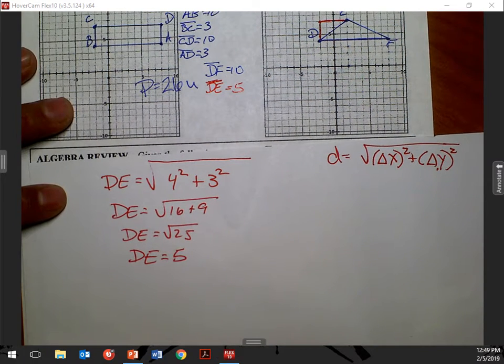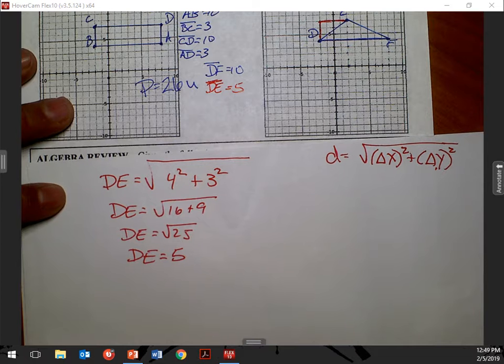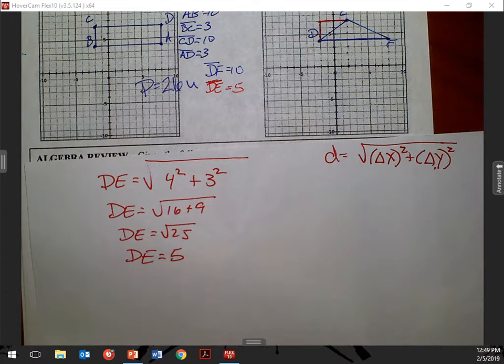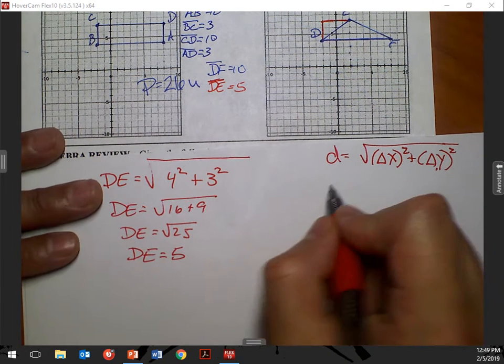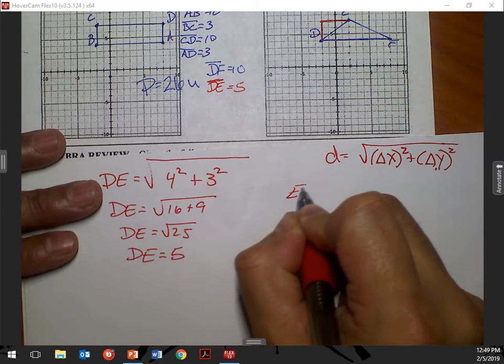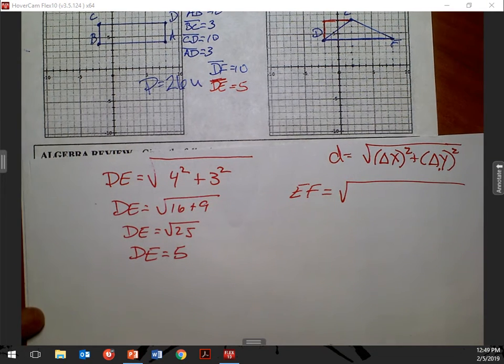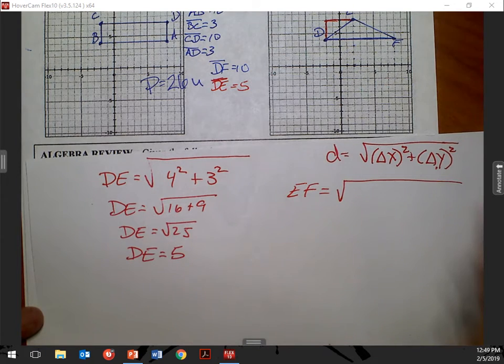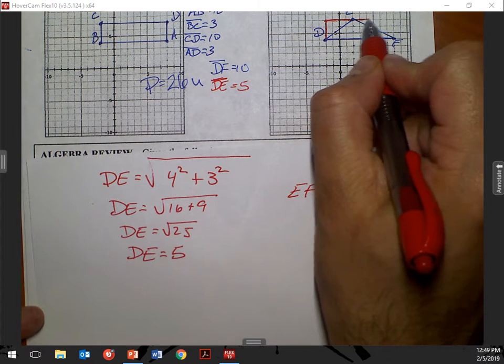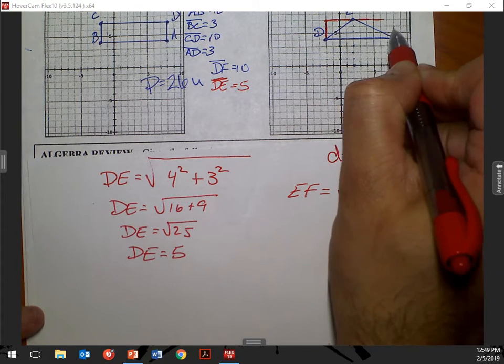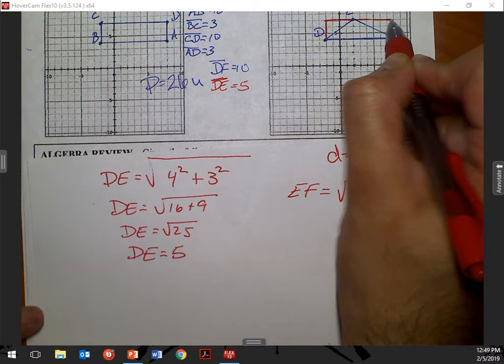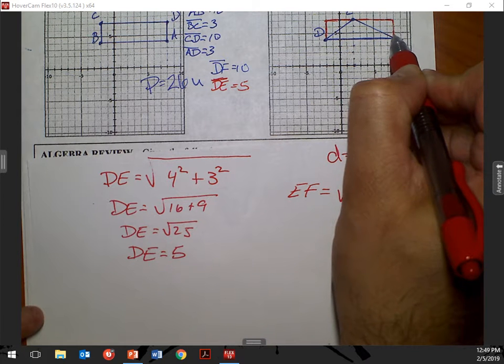Does that make sense? You said DE equals 5? Yes. All right, let's go take a look at this next one. Next one's going to be EF. So EF is equal to the square root of, now, from E to F, I'm going to draw another triangle over here. There we go, I got my right triangle there.